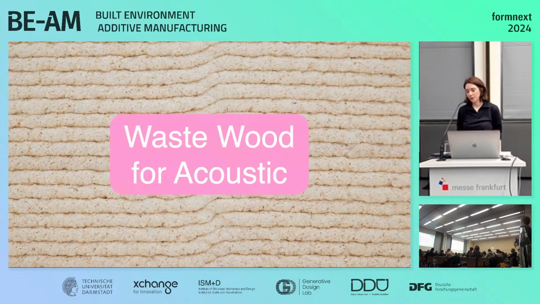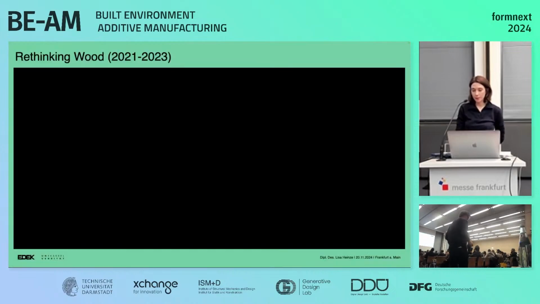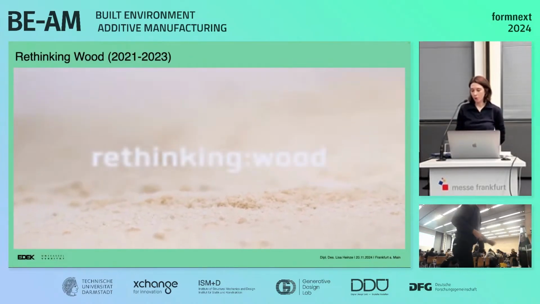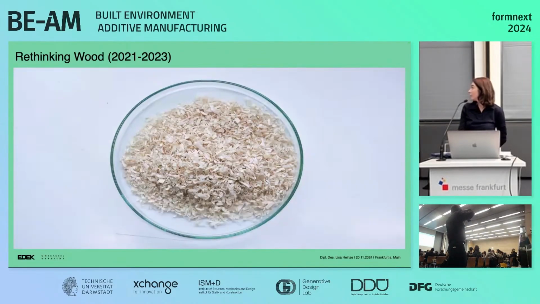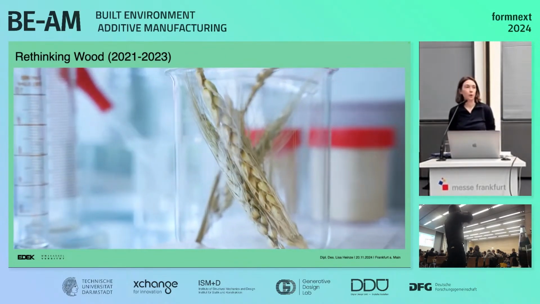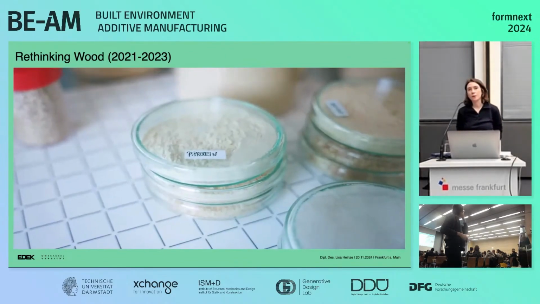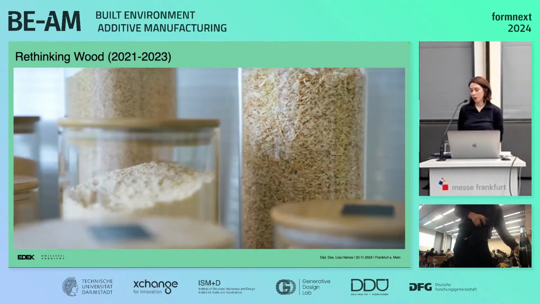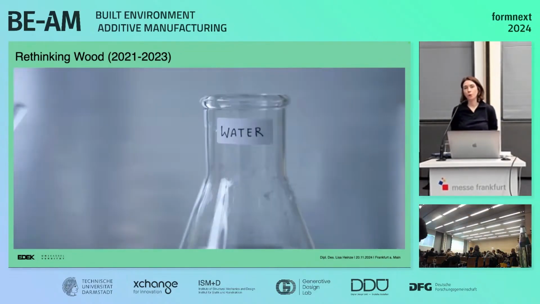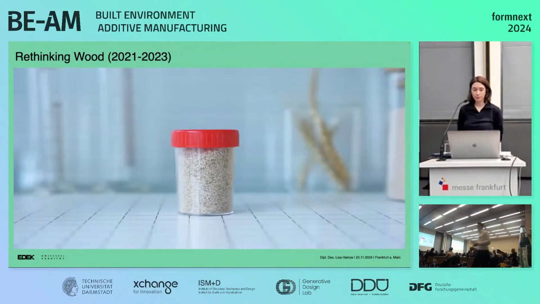For a better understanding of our current project, I would like to give you a brief insight into our previous one, which focused mainly on the goal of making acoustic panels from wood waste. The project was called Rethinking Wood, and basically we only used different sizes of wood particles with starch and calcium propionate, which prevents mold.